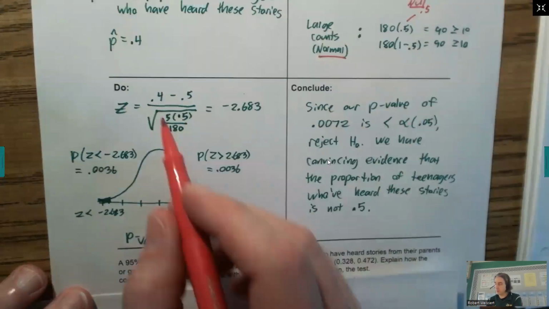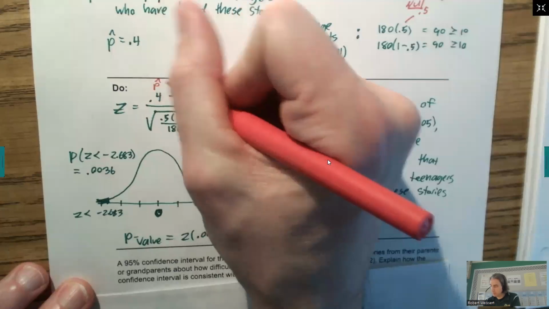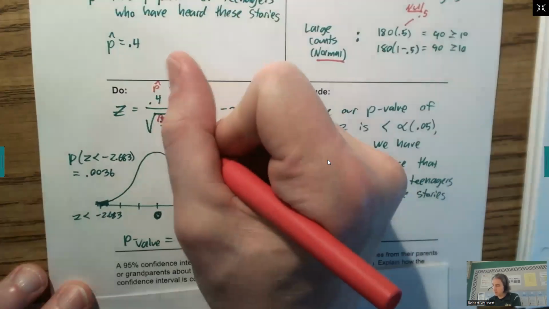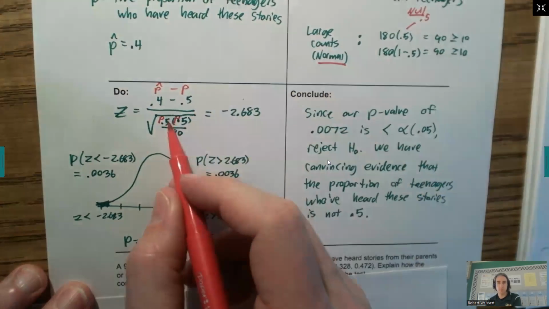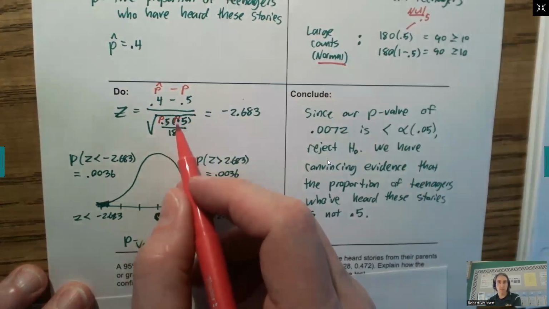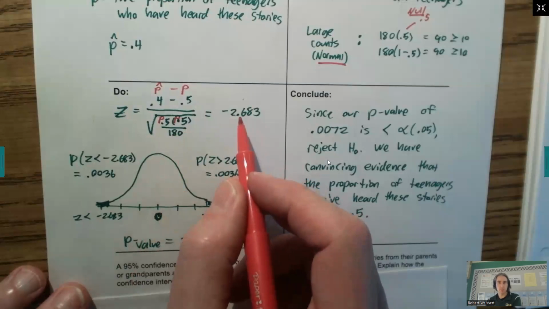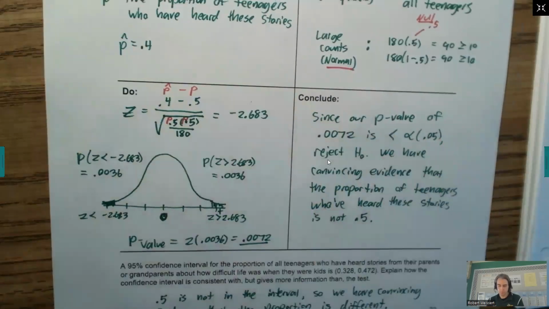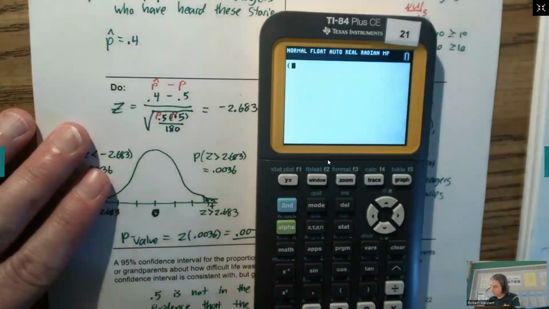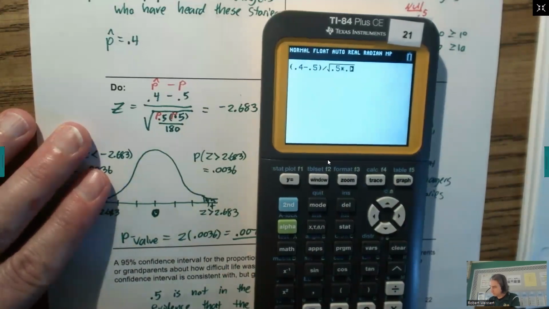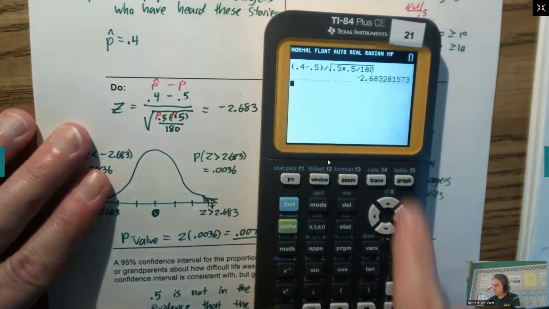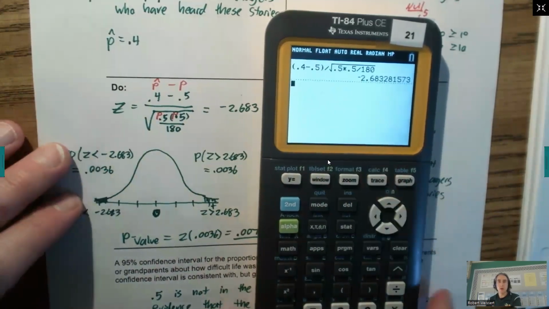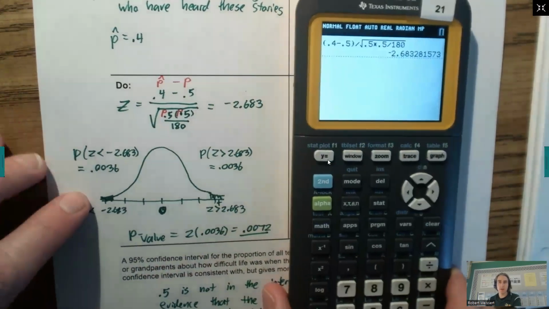We're going to calculate our z-score. So p-hat minus p over the standard error, but this time we're going to use p because we assume the null is true, and our sample size. And we get about negative 2.683. Let's confirm that in our calculator. And there's your z-score.